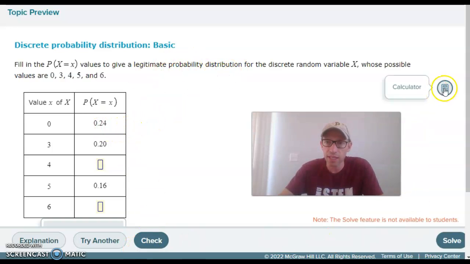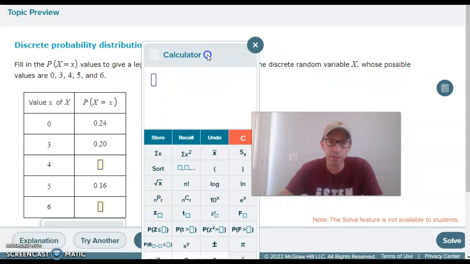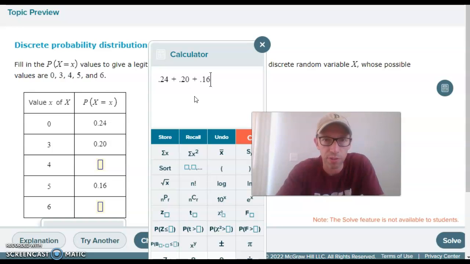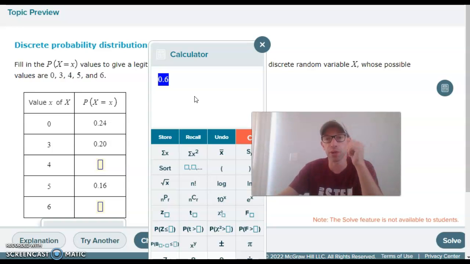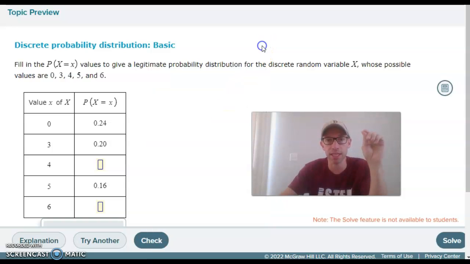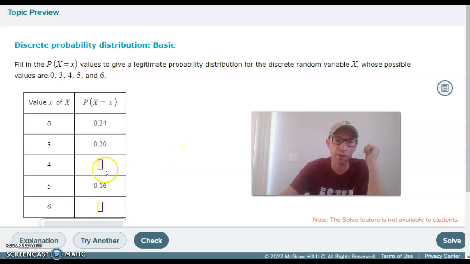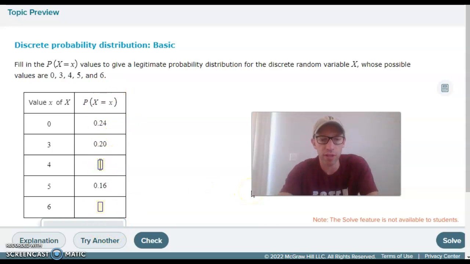So let's go ahead and see what we have so far. We have 0.24 plus 0.20 plus 0.16, and that gives us 0.6. Well, 1 is what they need to add up to, and currently they add up to 0.6, so we need to get 0.4 more. 1 minus 0.6 is 0.4. If we can make these two numbers add up to 0.4, then the whole thing will add up to 1. Doesn't matter how we do that.